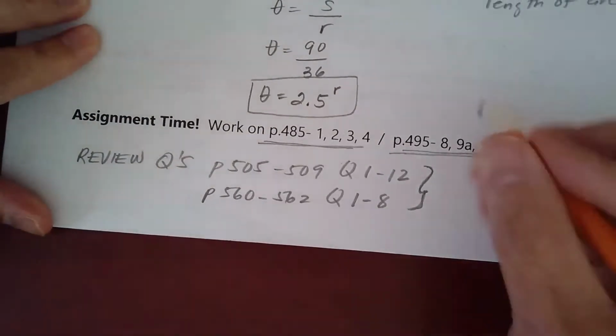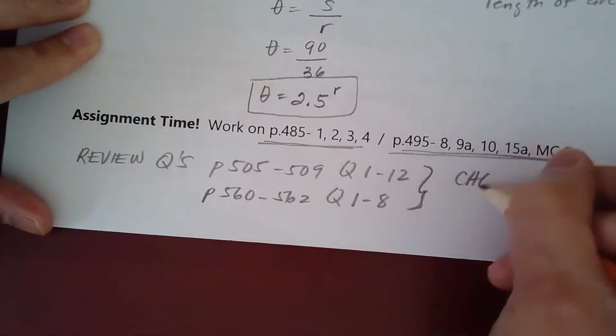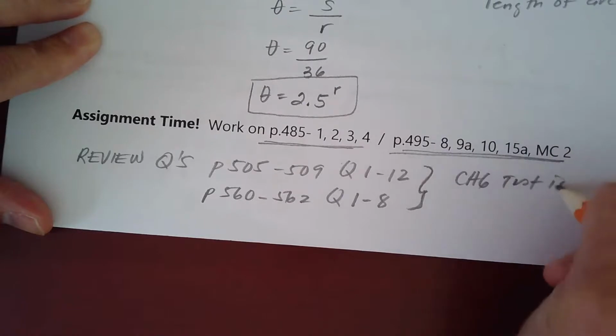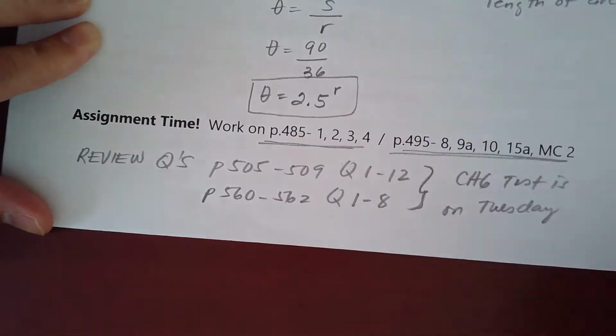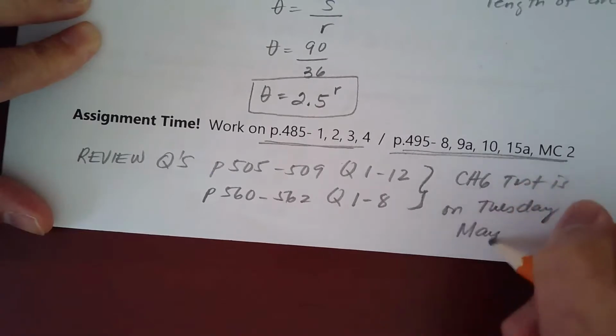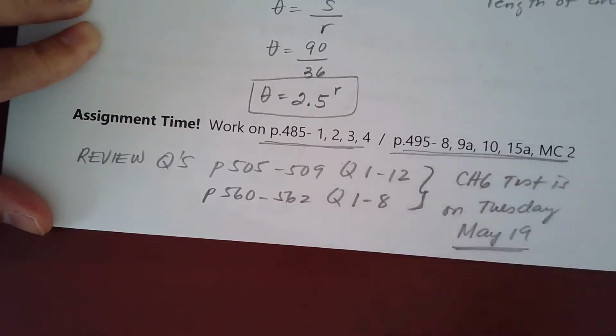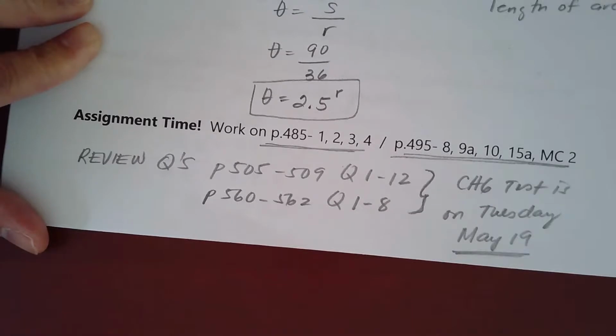So a reminder that the chapter 6 test is on Tuesday next week, May 19. May 18th is actually a holiday. It's the Victoria Day holiday. So there is no school on Monday next week. That's why we're writing our test on the 19th.